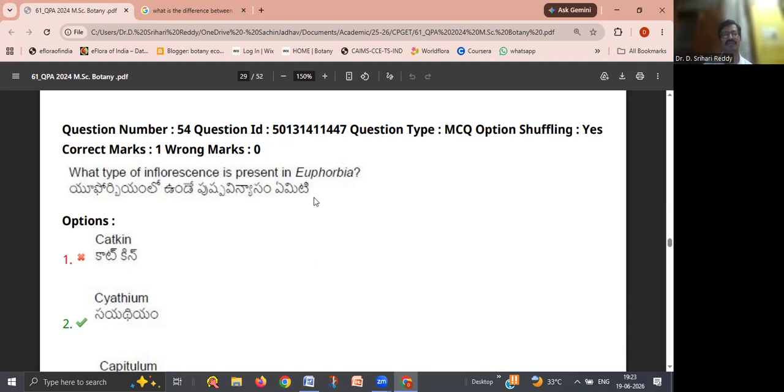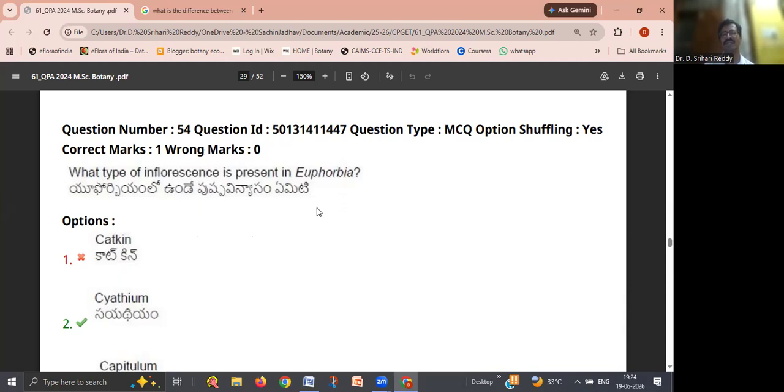That is the question. Catkin is wrong, because catkin is present in Acalypha. If they ask what type of inflorescence is present in Acalypha, which also belongs to Euphorbiaceae, the answer will be catkin. In Jatropha also, the inflorescence is not catkin. Only in Acalypha we see the catkin inflorescence.